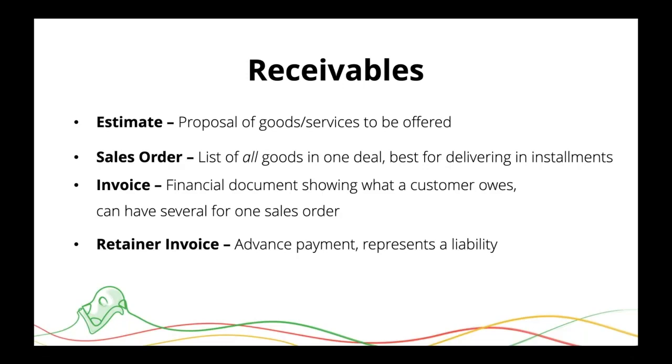Like I was just saying, you can have several invoices for one sales order. And then we have other types of ways to deal with receivables. This is not a comprehensive list on the slide, but one example is the retainer invoice, which I'll touch on a little bit later on, which is basically an advance payment. So if you want to have somebody pay like a percentage of the project cost up front before you even begin doing stuff for them, you could use a retainer invoice for something like that.